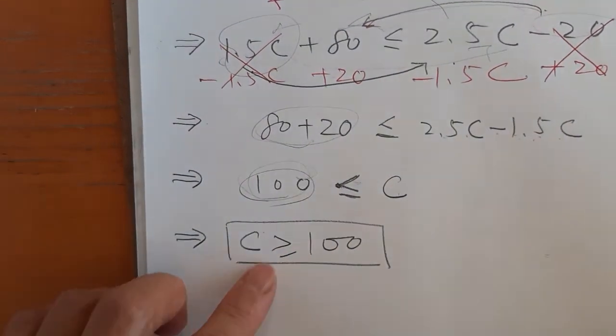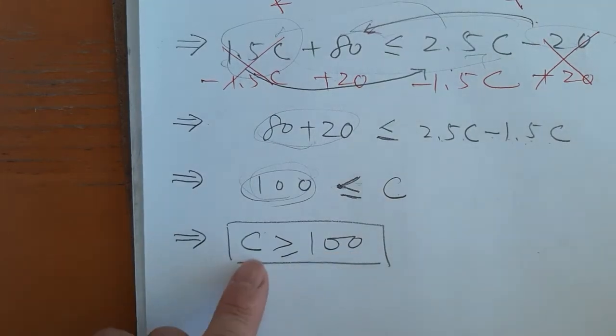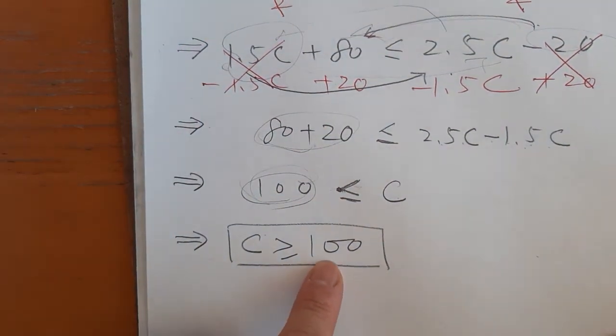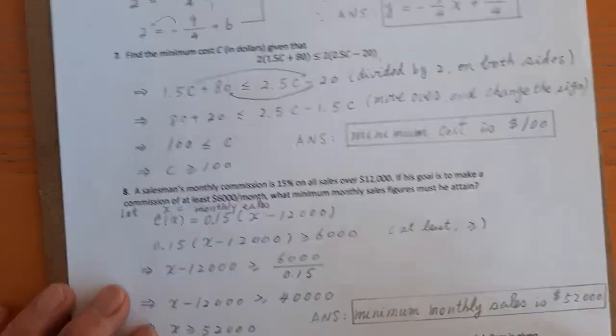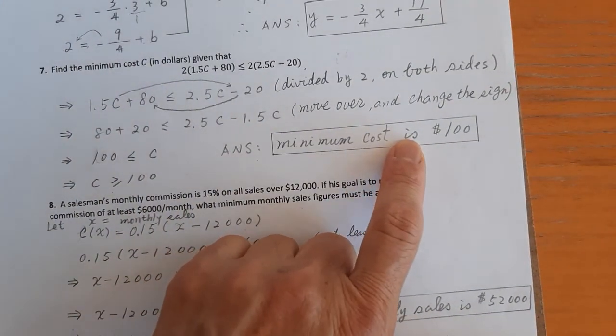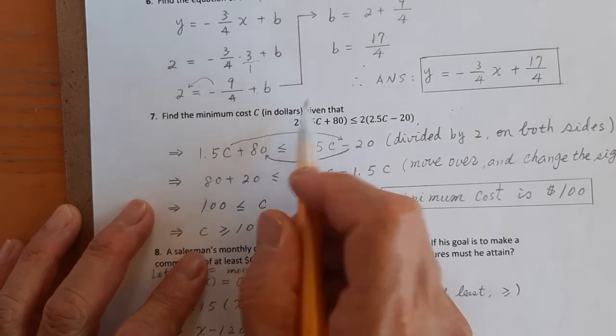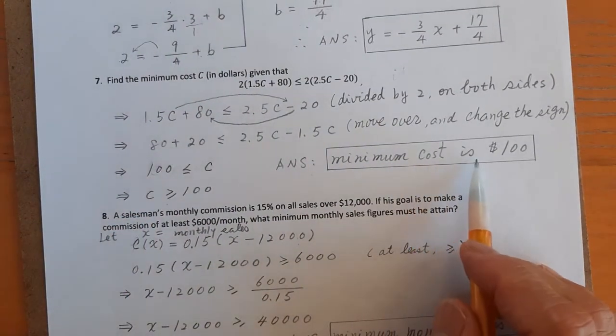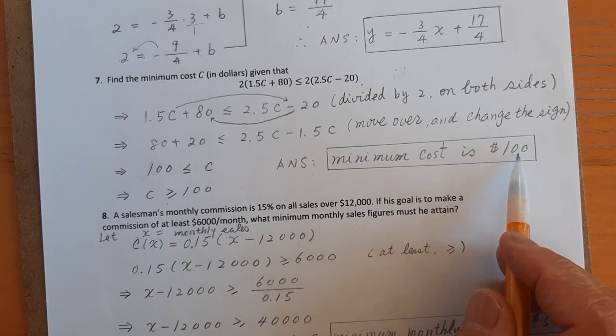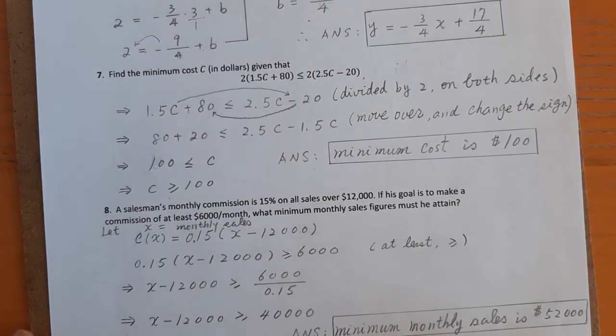So what is the greater than or equal to 100? So the minimum cost is 100. What is the unit? Here it says the unit is in dollars. So your answer: the minimum cost is $100.